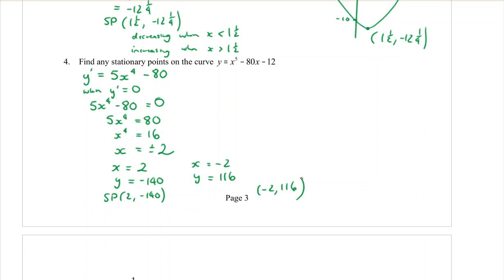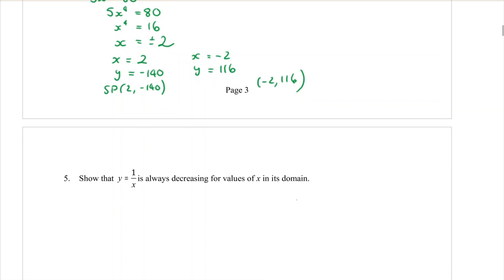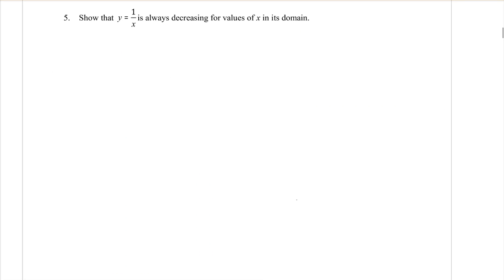Okay, so now one more. Question 5. Show that y equals 1 over x is always decreasing for values of x in its domain. Okay, you might know that if I know what the curve looks like, but we have to show it. So we need to find the gradient, which means we need to differentiate it. You cannot differentiate an equation when the x is on the bottom, so the first thing I'm going to do is change that to be x to the power of -1.